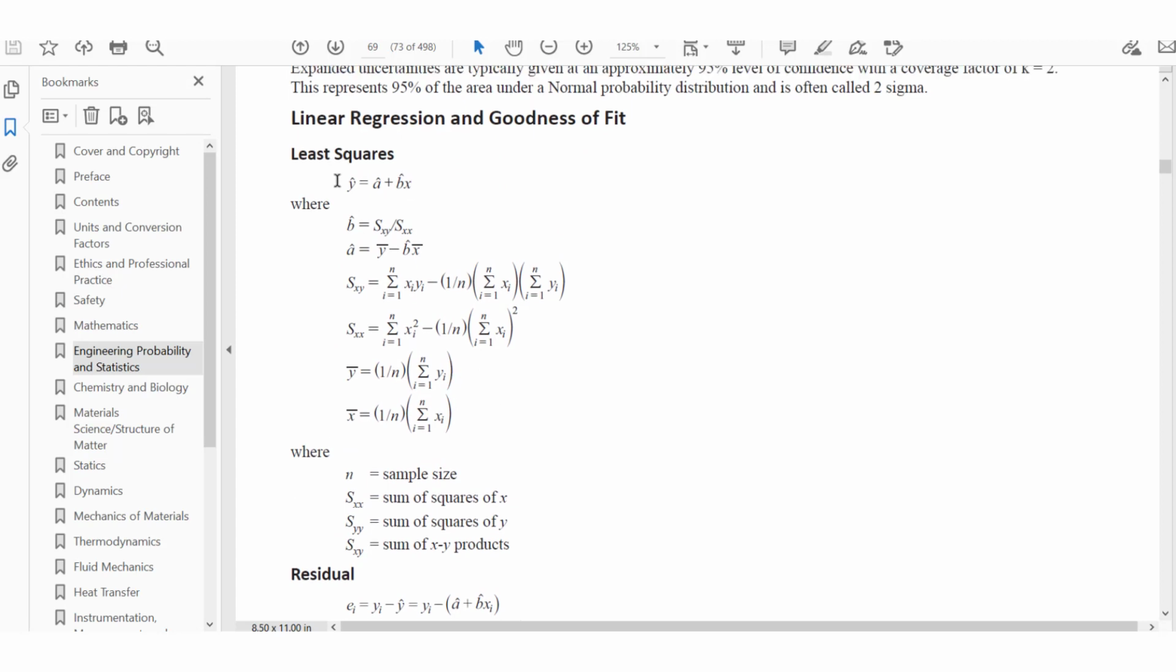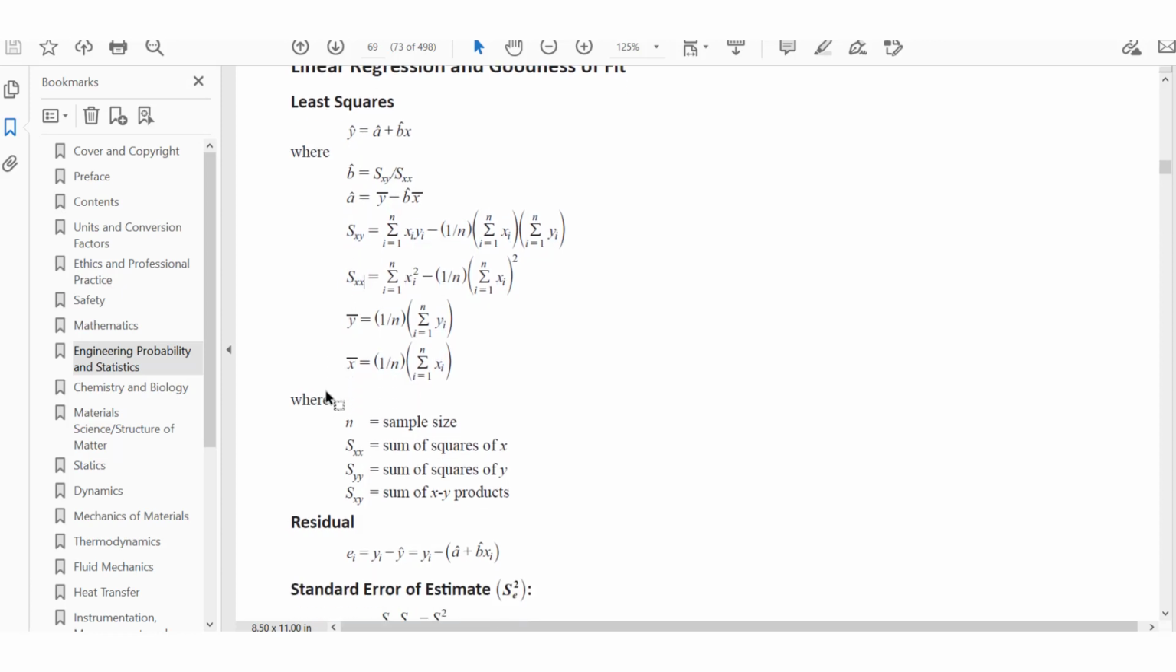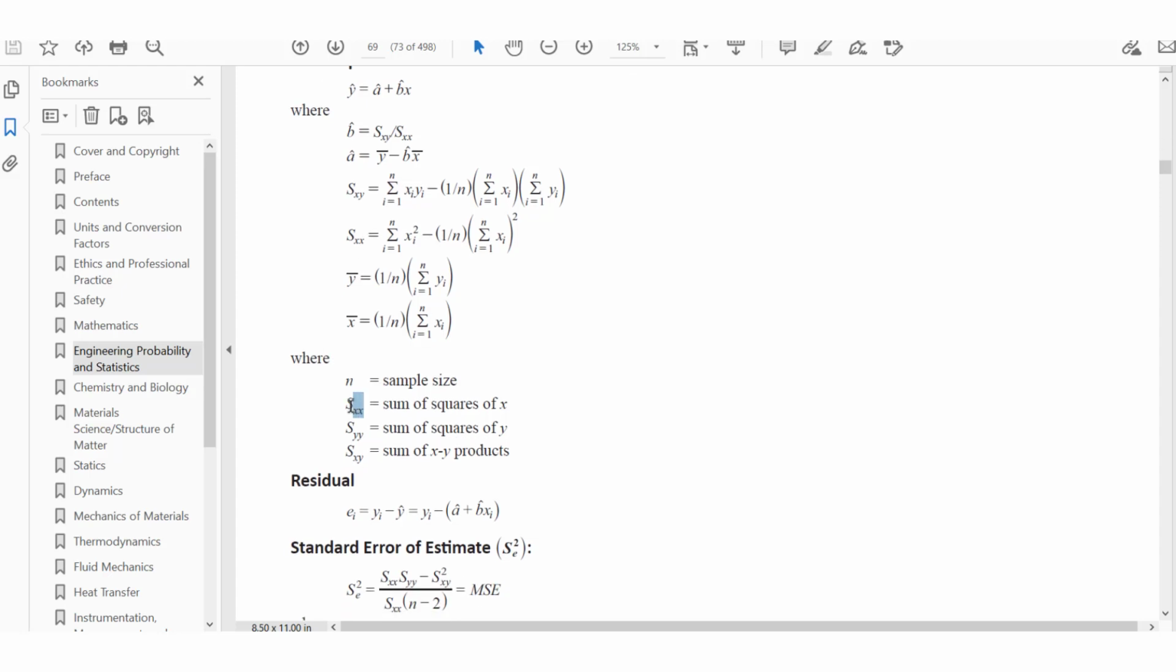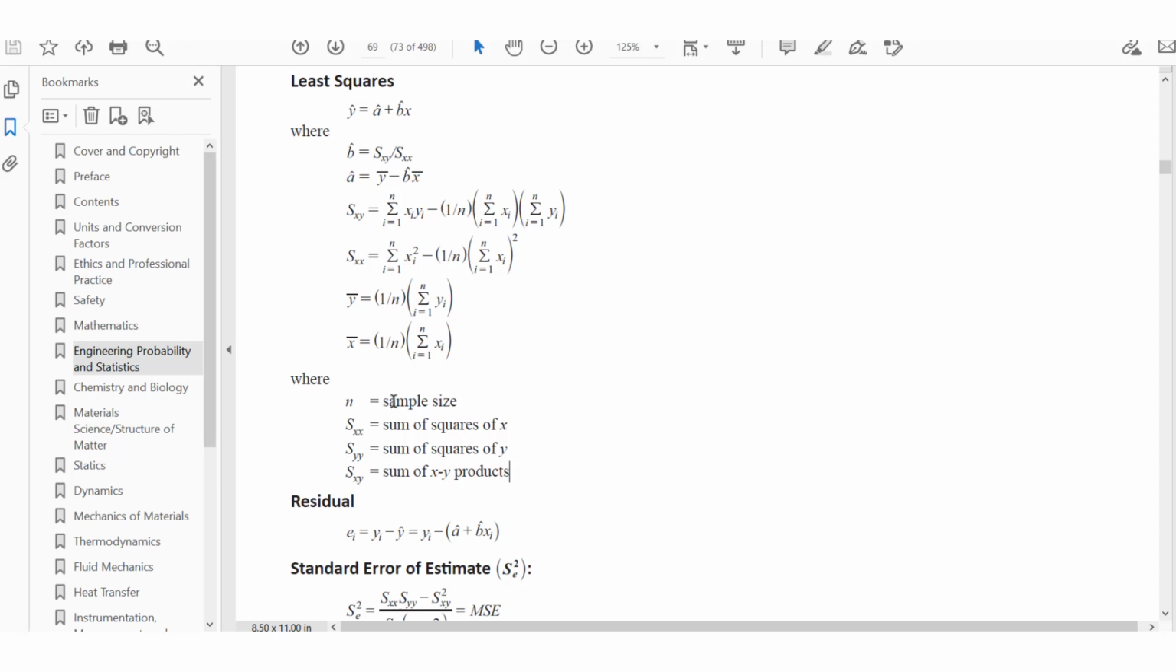So what you have to do, this is our final equation, a plus bx. It's like mx plus b, right? So we have to find our b term. We have to find a. Then both b and a depend on these variables, right? Most specifically, it's going to be the sum of the squares of the x, sum of the squares of the y, and the sum of the xy products. So you're going to have to do all of that in the table.